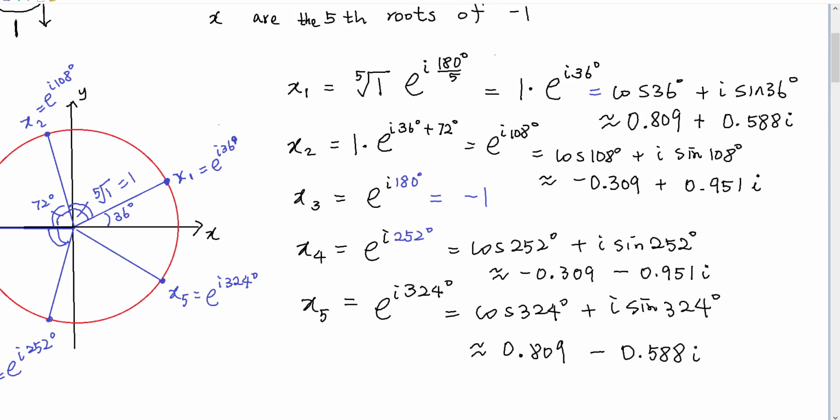So I entered it all in a calculator and got the approximation, x plus yi. This one is in the second quadrant, that's why you have x negative and y positive. This is the third quadrant, so x and y are both negative. This is the fourth quadrant, x positive, y negative.